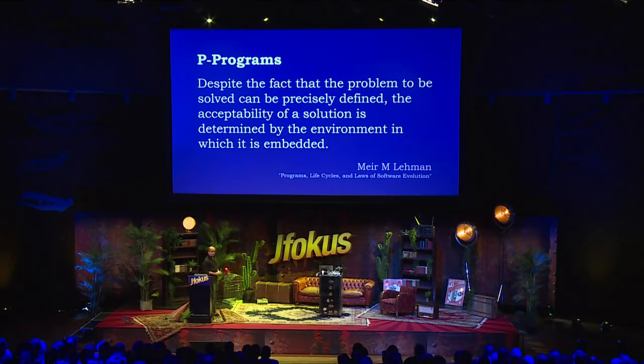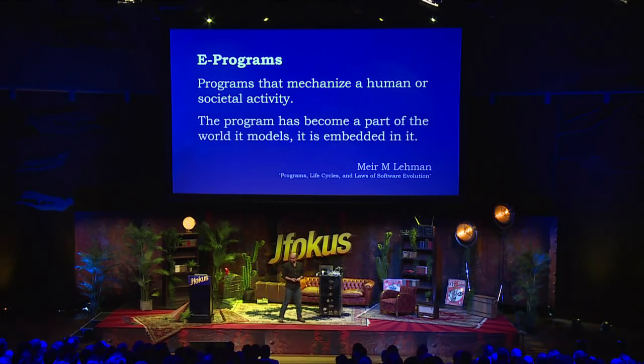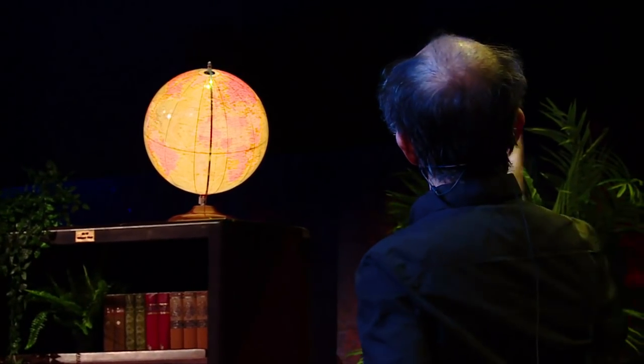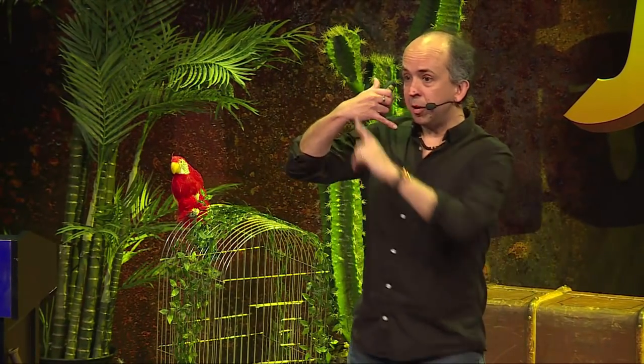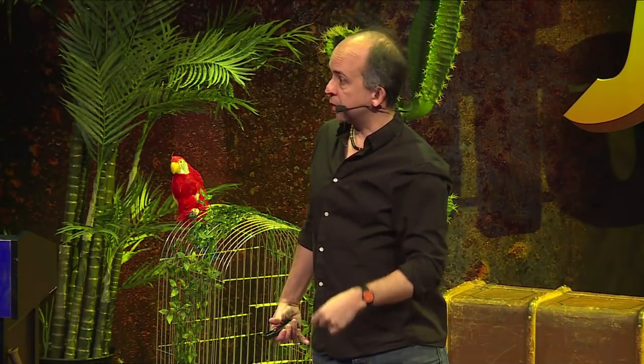Now it gets more interesting. E programs: programs that mechanize a human or societal activity. The program has become part of the world it models. It is embedded in it. E is for embedded or environment. What is interesting is that when Meyer Lehman wrote this back in 1980, there weren't that many systems that would be considered E-type systems. In fact, the example he chose was air traffic control. Because the output of the air traffic control goes to a human being who then relays it to the pilot of a craft that then maneuvers the craft accordingly, which then becomes the input the next round. In other words, you have changed the world. The software is now part of the system, truly.